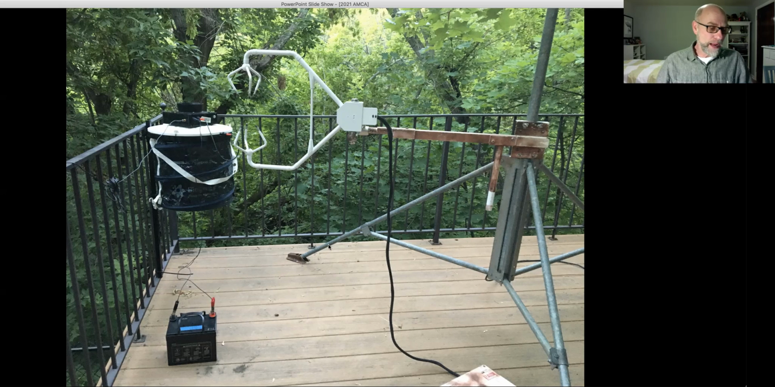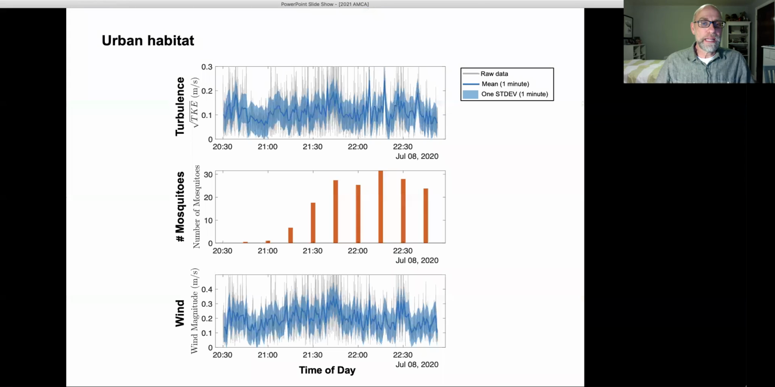This is actually in my backyard. Because of COVID-19 last year, we actually had to get permission to do field research in my own backyard, but it did come with the benefit that we were able to have a beer or two while we were out trapping the mosquitoes.